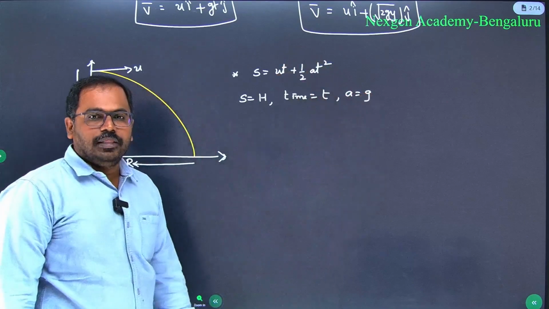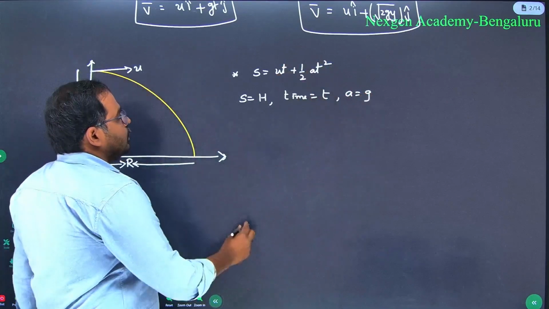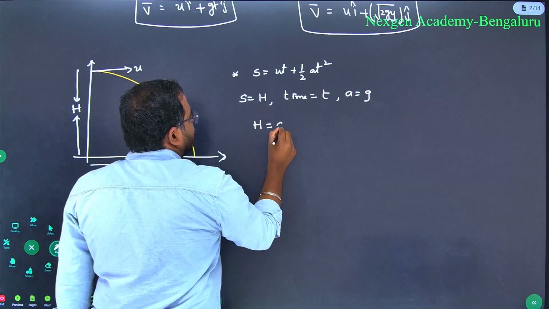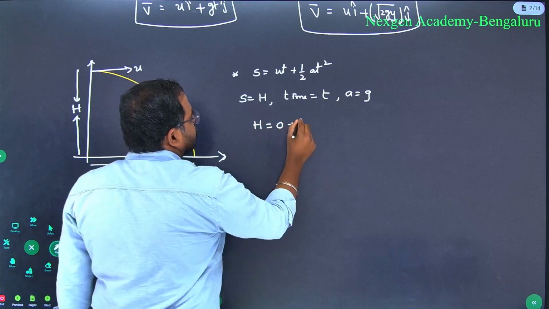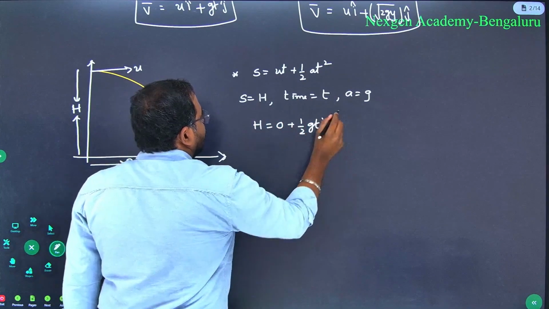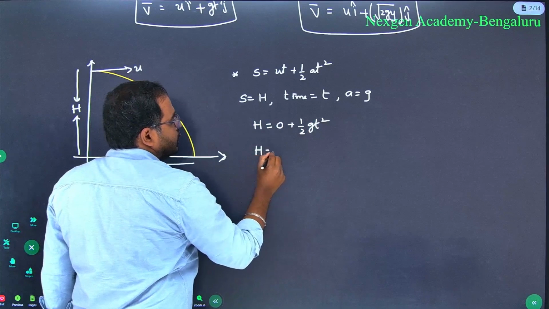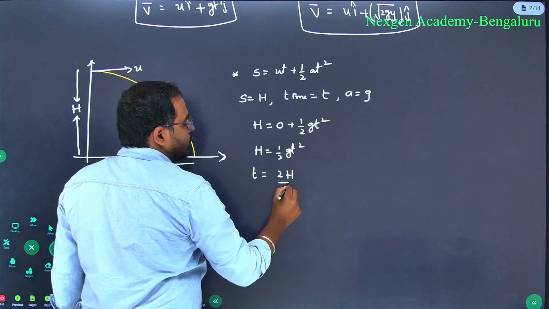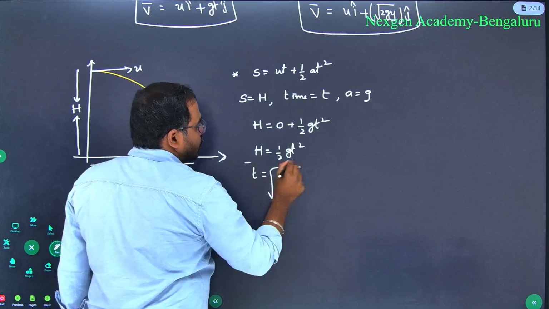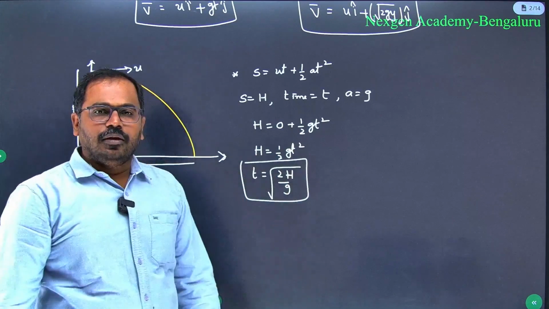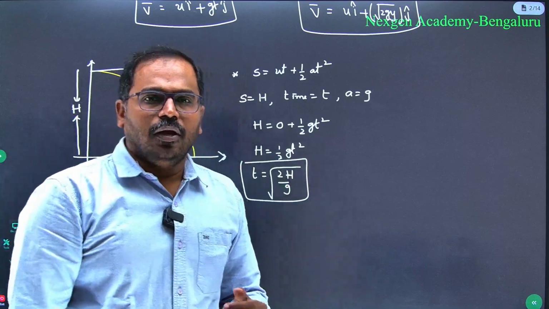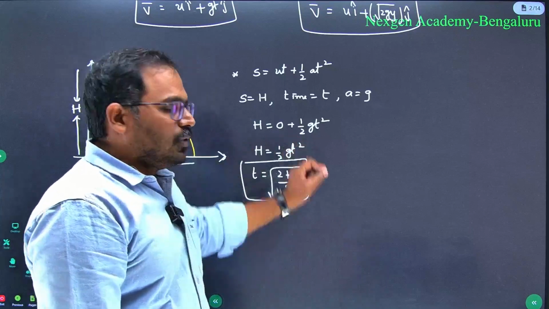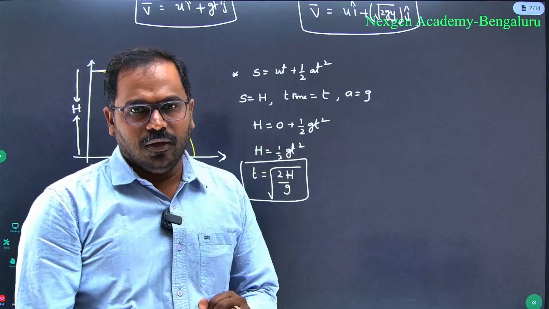On substituting all these things, here we have h is equal to, vertically no initial velocity, plus half g t square. You can write this as h is equal to half g t square. So t is equal to square root of 2h by g. Here we have the time taken by the projectile to reach the base of the tower or building or the ground. Here t is equal to square root of 2h by g. That's the time taken. Okay, right.